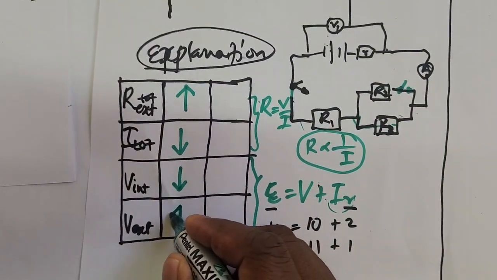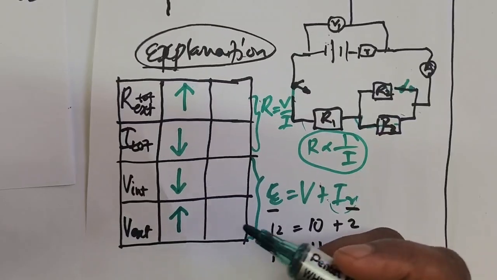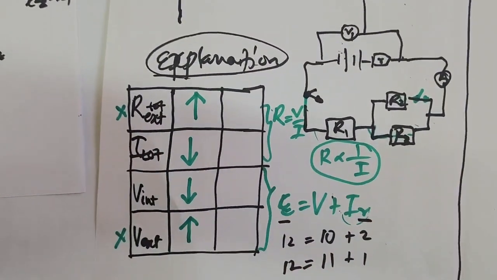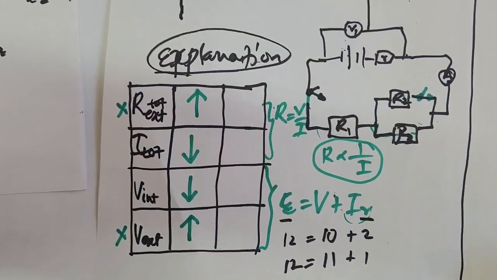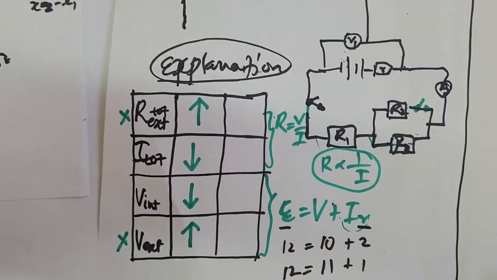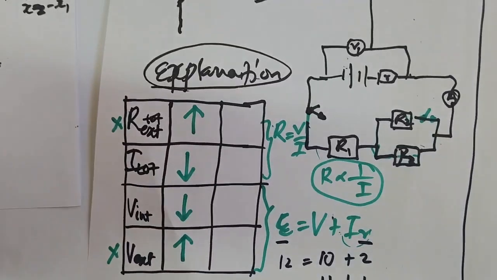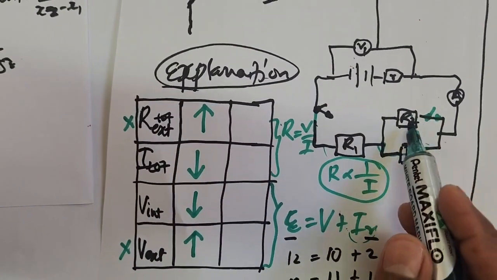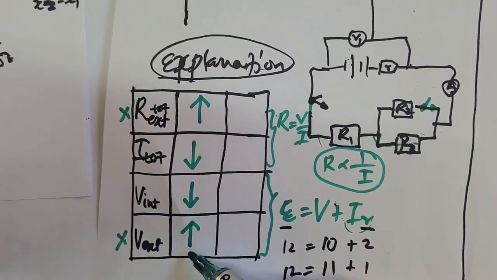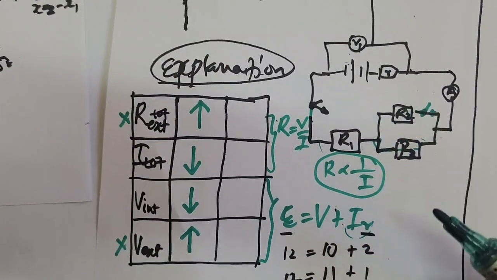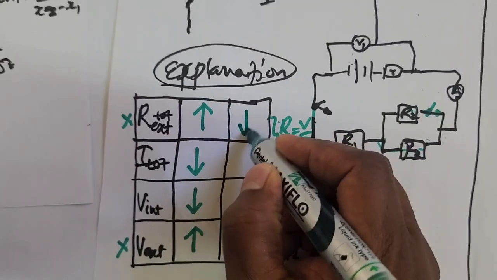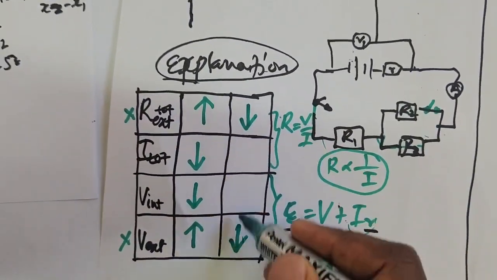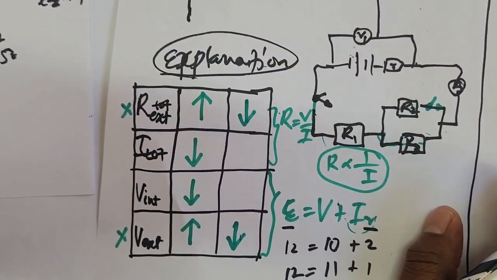Therefore, this one will increase. If you are very observant, you can see that there is a relationship between these two. Some questions can just directly say, we remove one resistor in the parallel combination, what happens to the V external across the terminal of the battery? If that removal increases the resistance, V external will also increase. If that change decreases the resistance, V external will also decrease. That's what you should know. So the two are directly proportional.